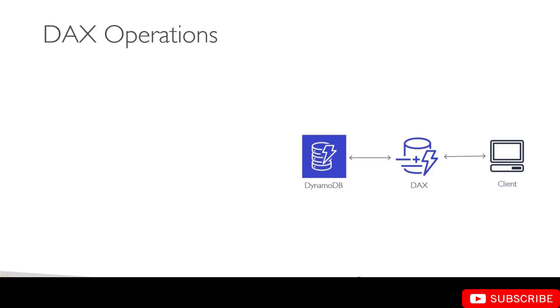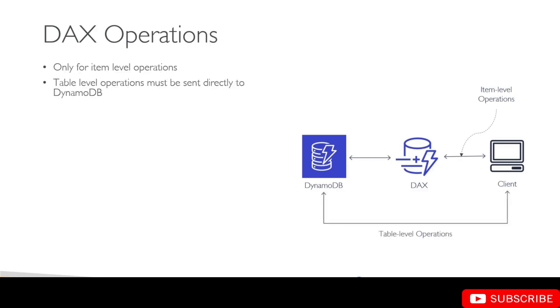In this lecture, we are going to look at how DAX operates. We have already discussed that DAX sits in between the client and your DynamoDB table, and DAX is only meant for item level operations. Table level operations still go through to DynamoDB, so they will not be processed by the DAX cache. By table level operations, I mean creating, dropping a table and things like that.